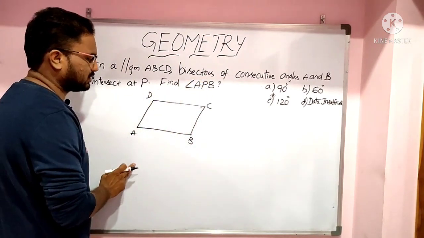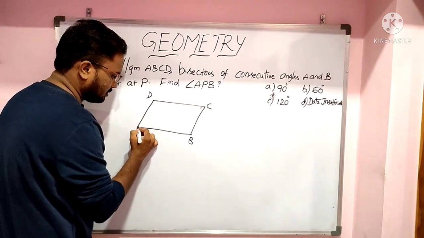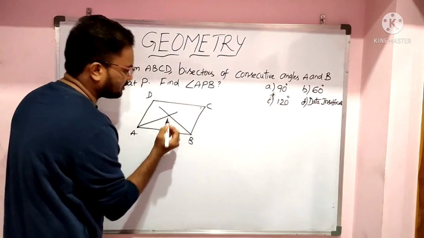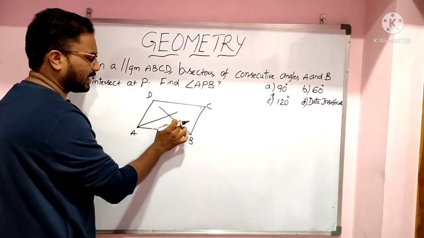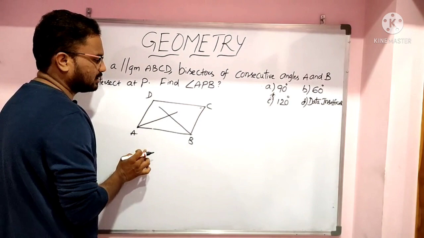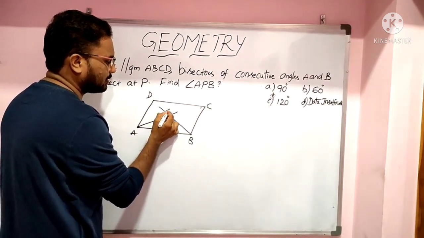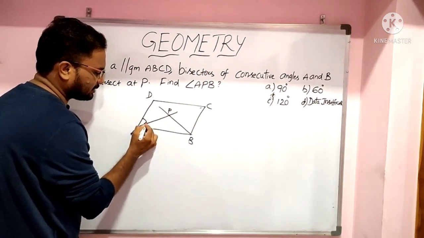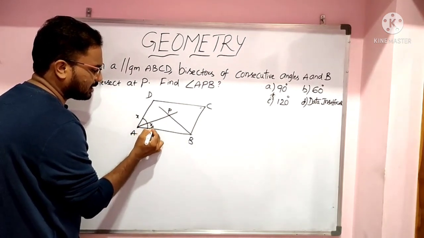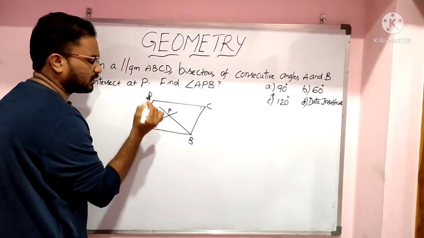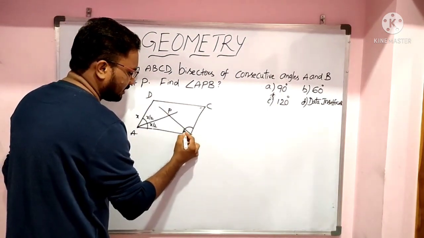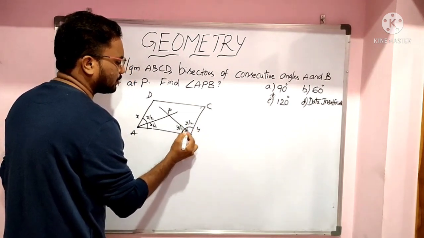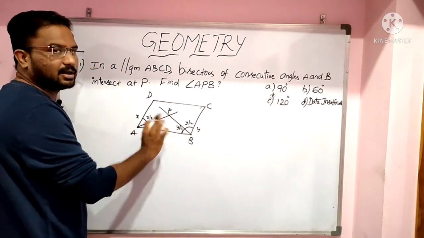Bisectors of consecutive angles. Consecutive angles means these two adjacent angles. Bisectors in the sense of angle bisectors. These two are angle bisectors of angle A and angle B. So these two bisectors meet at point P. Let us say if this total angle is x, then this will be x by 2 and this will be x by 2. If this total angle is y, then this will be y by 2 and this is y by 2, because these two are angle bisectors.